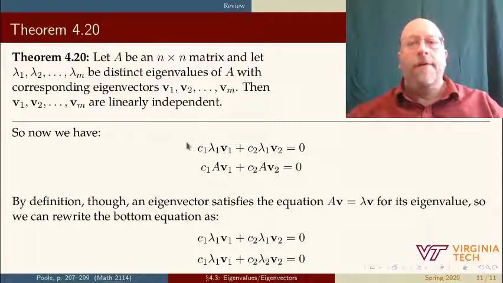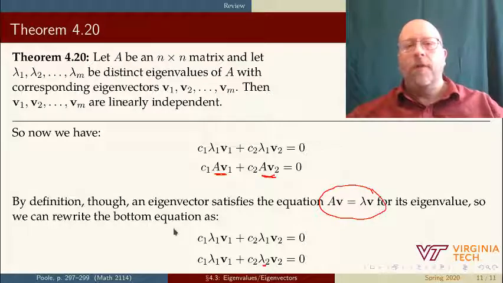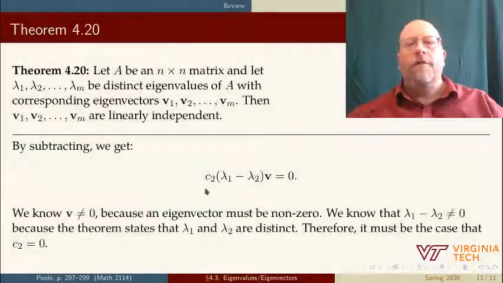And so now we have C1 lambda 1 V1 plus C2 lambda 1 V2 equals 0, and C1 AV1 plus C2 AV2 equals 0. But by definition, an eigenvector satisfies AV equals lambda V for its eigenvalue, and so I can replace the A in AV1 with lambda 1 and replace the A in AV2 with lambda 2. And so I have these two equations where the first term is identical, but the second term is different. I'm going to take these two equations and subtract them. When I subtract them, I get C2 times lambda 1 minus lambda 2 times V2 is equal to 0.